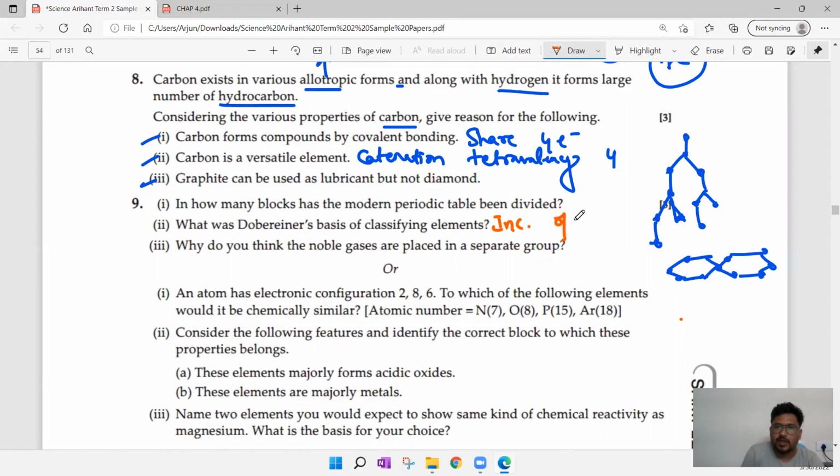Increasing order of atomic masses, that is the criteria they have used. Third question, why do you think the noble gases are placed in a separate group? Many answers you can write, many possible answers.